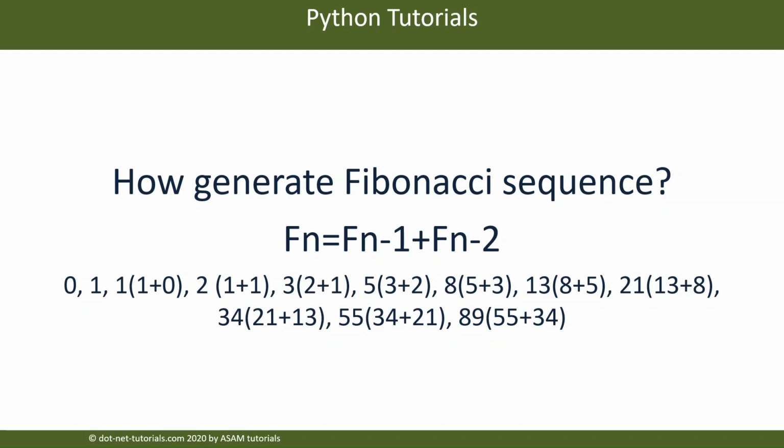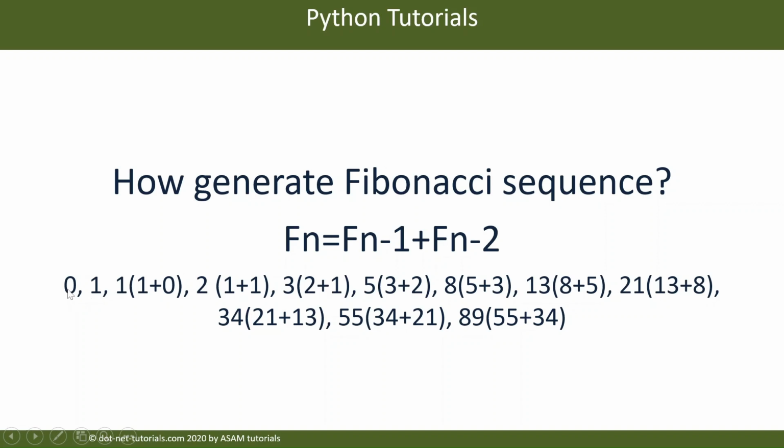In this video, I'm going to explain what the Fibonacci series is and how you can write the code in Python to generate the Fibonacci series. The Fibonacci series is the sum of the last two numbers. The formula is Fn, the Fibonacci series number, equals Fn minus 1 plus Fn minus 2. What do you mean by this?